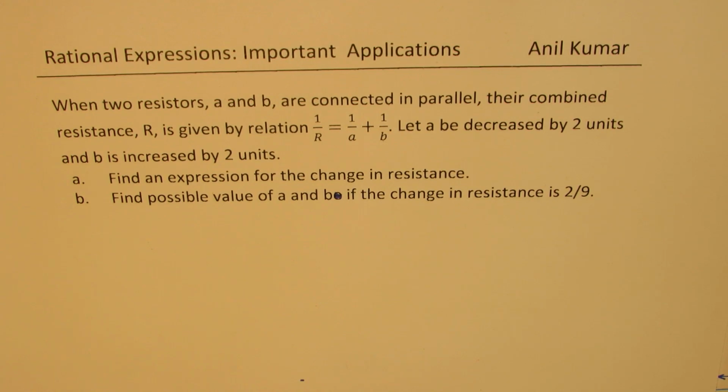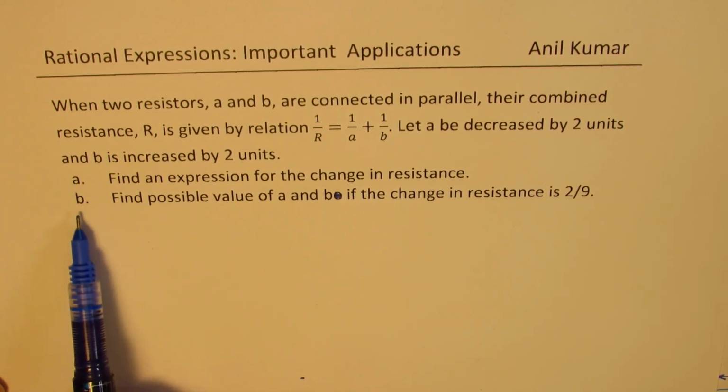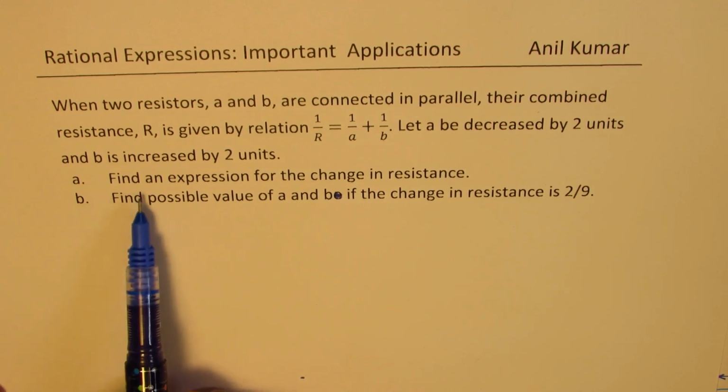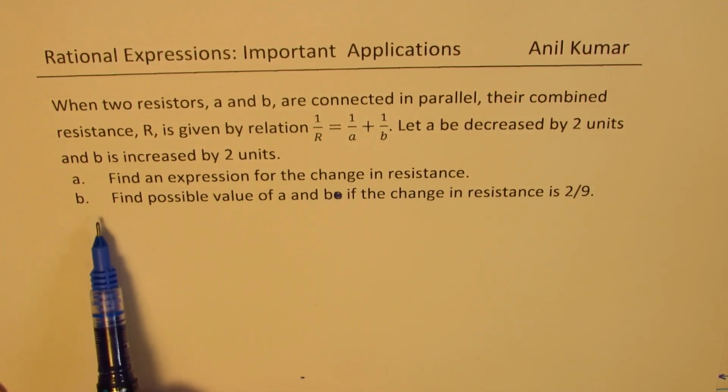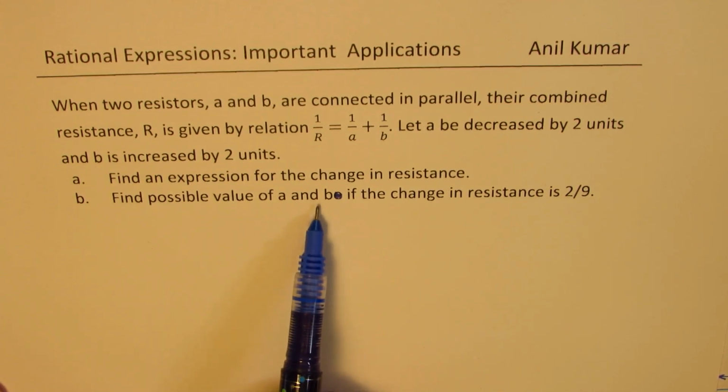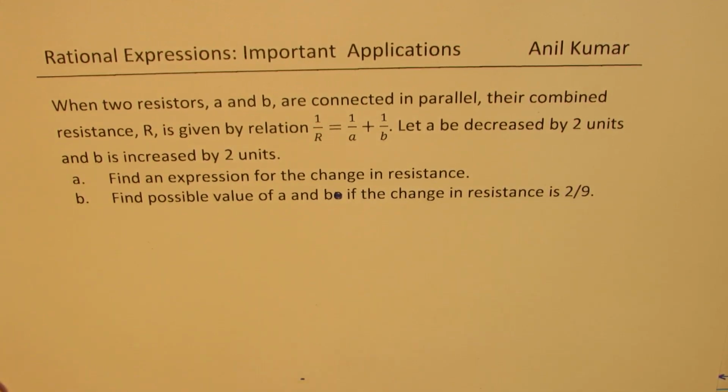Here, based on rational expressions, I have a very important application question for you. When two resistors A and B are connected in parallel, their combined resistance R is given by the relation 1 over R equals 1 over A plus 1 over B. Let A be decreased by 2 units and B be increased by 2 units. In that case, you have to solve these two problems. Part A is find an expression for the change in resistance, and part B is find possible values of A and B if the change in resistance is 2 over 9. You can always pause the video, answer the question, and then look into my suggestions.